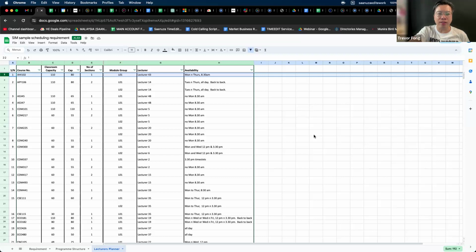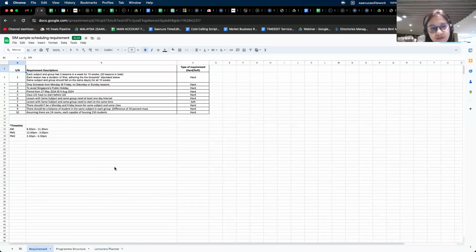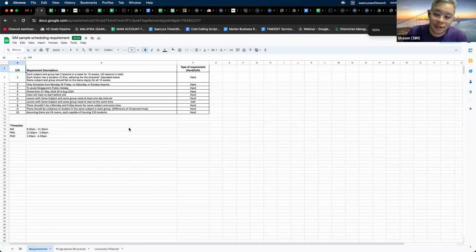The other thing to ask is, inside your Excel sheet, I didn't notice any venues. Do you have any venue data? I think he did mention it very briefly in the very first step, in the requirements. He mentioned how many meeting rooms. So just assume that you have 24 rooms, each capable of holding 150 students. That's all.